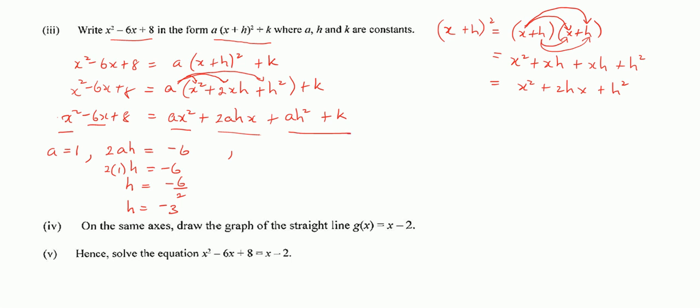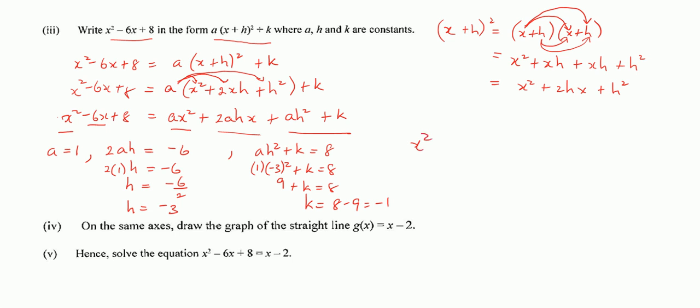Okay, now we need to equate the constant. We have a constant here, ah squared plus k. So ah squared plus k is equal to 8. But we know a is 1, and we know h is minus 3. So it's 1 times minus 3 squared plus k is equal to 8. Therefore, 3 squared will give me 9. 9 by 1 is 9, plus k is equal to 8. Therefore, k is equal to 8 minus 9, which is equal to minus 1.